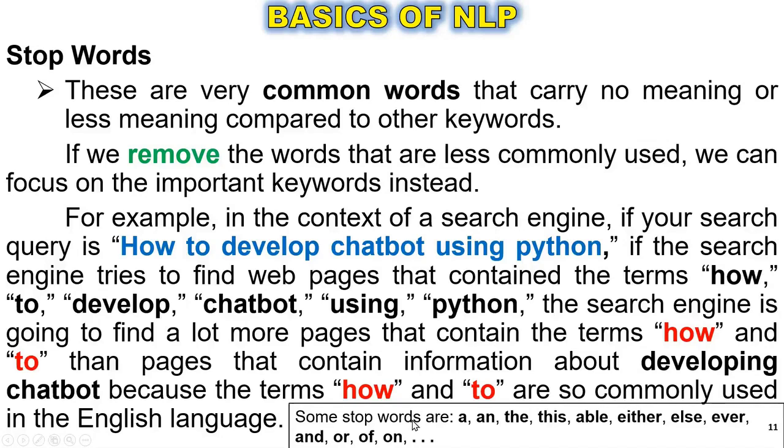And then here are some more examples of stop words that are common in the English language. Like, for example, the letter A, and, the, this, able, either, else, ever, or, of, on, and many more. So we need to remove those words, or we will not include them in our machine training.